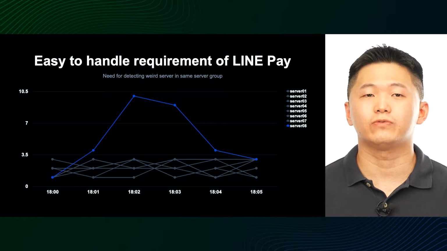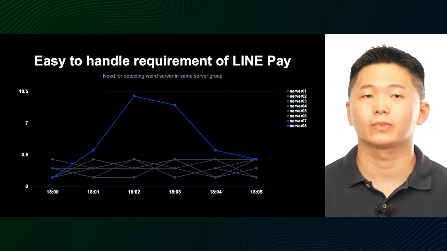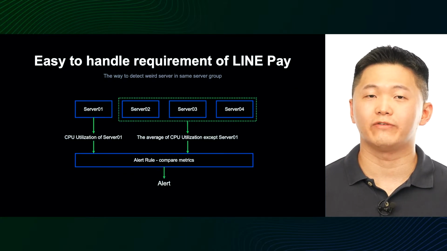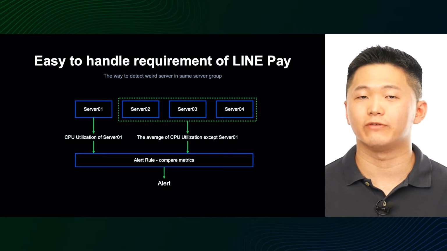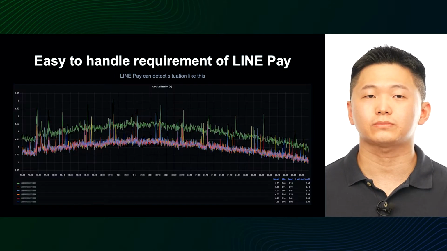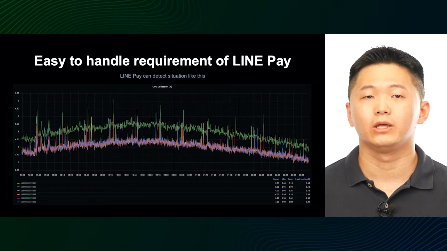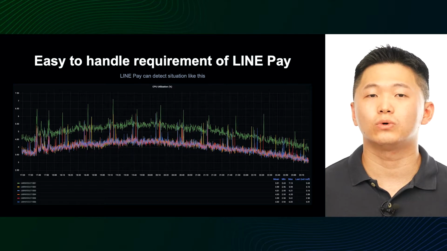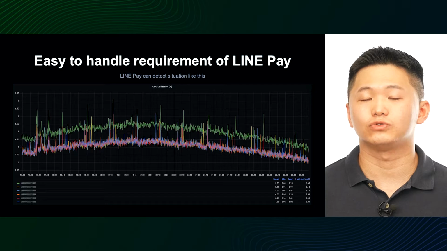For example, as I said before, we want to detect the situation where one server shows a different resource pattern from the same server group. So we calculate the average of resources of a server group except one server. And by comparing metrics between one server and the average of other servers, we can make an alert about this situation. So this is the CPU utilization of one server group. You can see the green line shows more CPU utilization than other lines. Now we can detect situations like this.